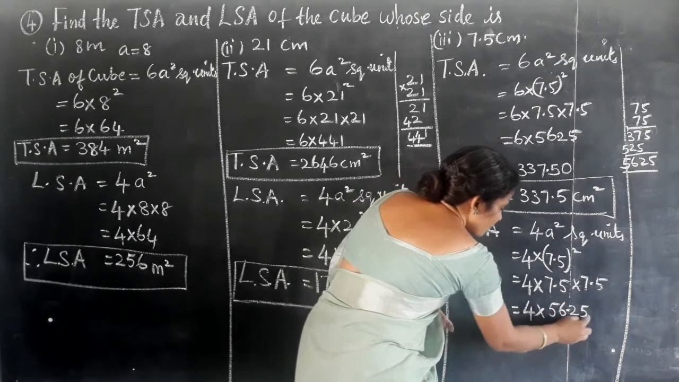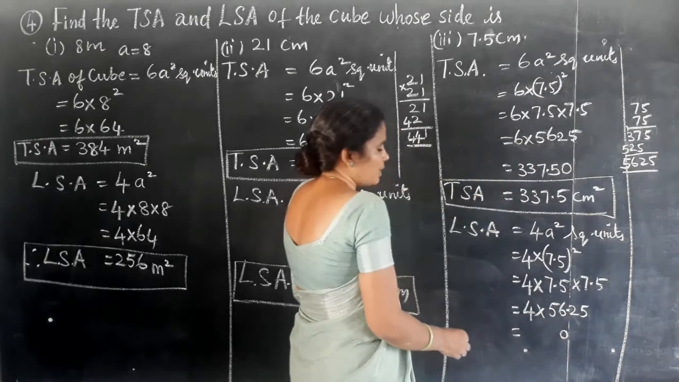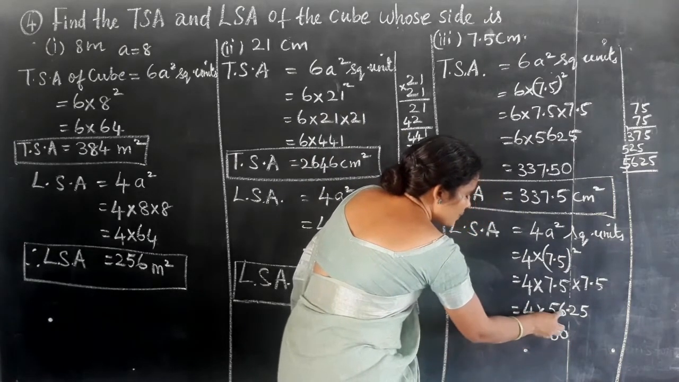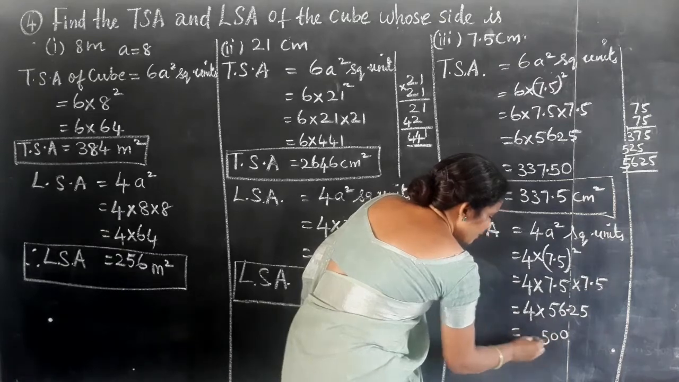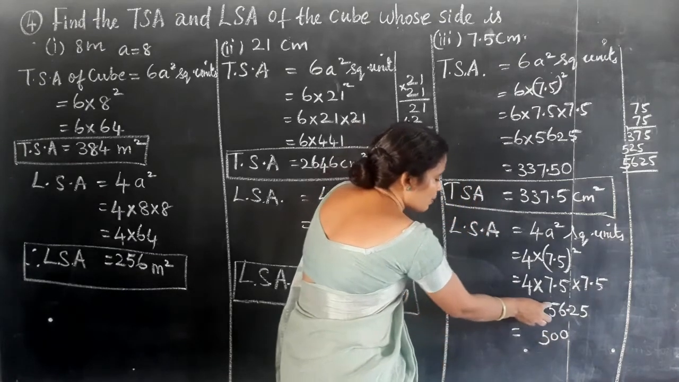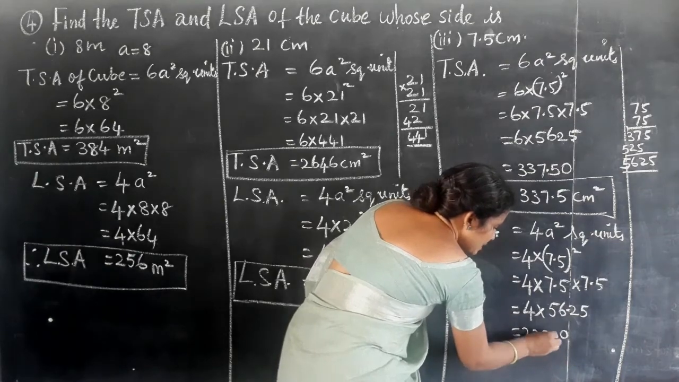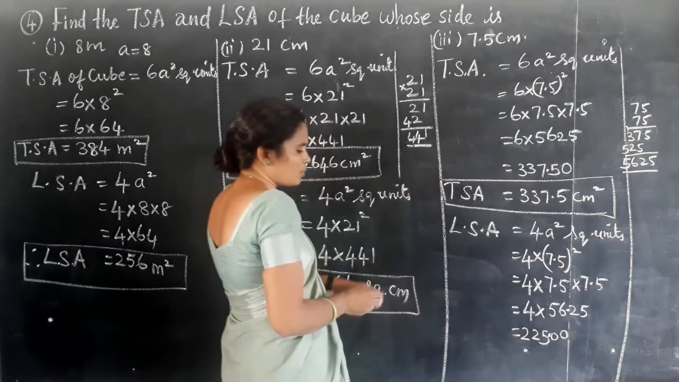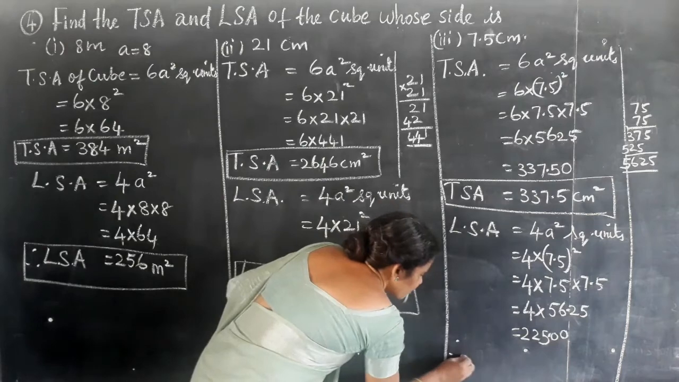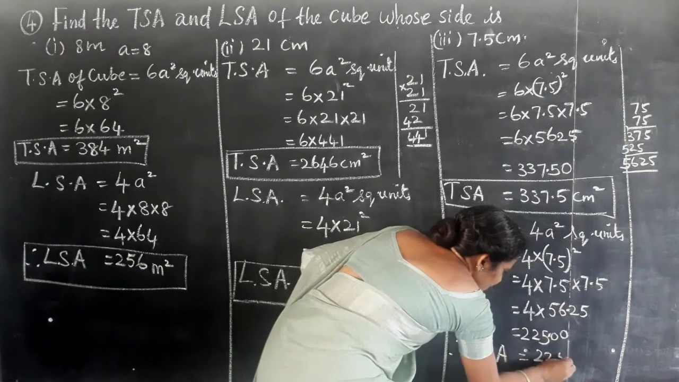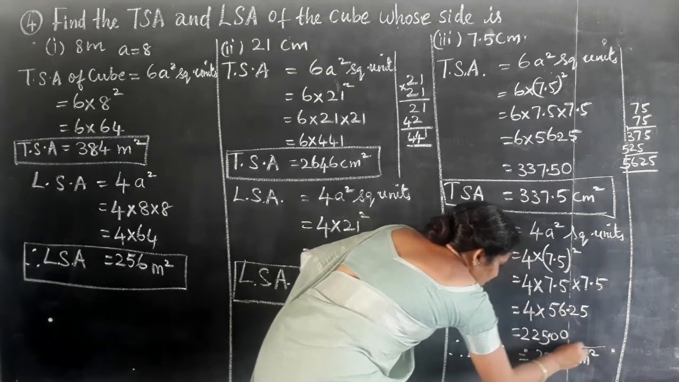Multiply with 4. 5 4s are 20, remaining 2. 4 2s are 8, 9, 10, 0, 1. 6 4s are 24, 24 plus 1, 25. Remaining 2. 5 4s are 20, 20 plus 2, 22. So 2 places, so it is 225. So therefore LSA of a cube is equal to 225 centimeter square.